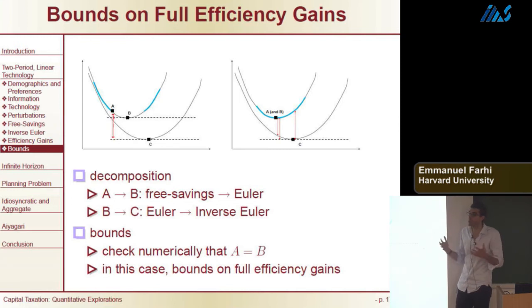But the general conclusion that's emerging from these two papers, and also Mike and Alex's papers, is that having the right labor income taxes is very important. Having the right capital income taxes might be less important in terms of efficiency gains. And I'll be able to qualify that a lot, actually. Okay?